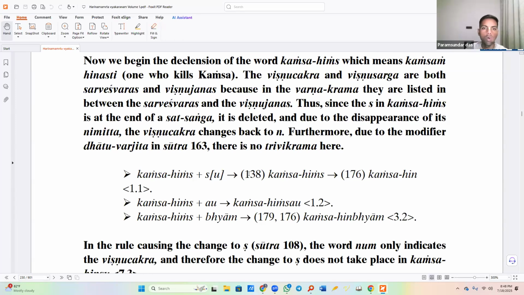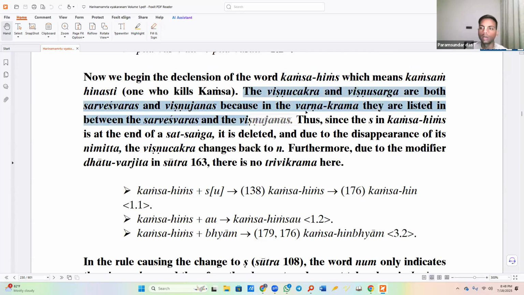Now, okay, this is an important one. Please pay attention. In the Vritti, the Vishnu Chakra and Vishnu Sarga are both Sarveshwaras and Vishnu Janas because in the Varna Krama they are listed in between the Sarveshwaras and Vishnu Janas. So Vishnu Chakra and Vishnu Sarga, both of them are considered Sarveshwara as well as Vishnu Jana. They are considered under the category of Sarveshwara. They are considered as Vishnu Janas also.